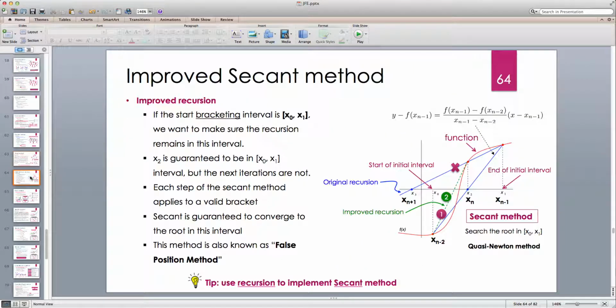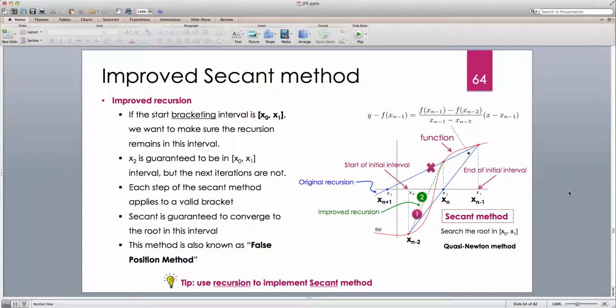So the idea of the improved secant method, which is also called the false position method, is that instead of doing the recursion like that, be intelligent. When we find a new crossing point xn, test whether or not xn and xn minus 1 is in fact a bracket. If it's not, then xn and xn minus 2 is the bracket, and we should connect them instead of this line, and this is also guaranteed to fall between xn minus 2 and xn. So we're getting closer and closer to the root. It just says to be smarter about the way you implement the recursion.